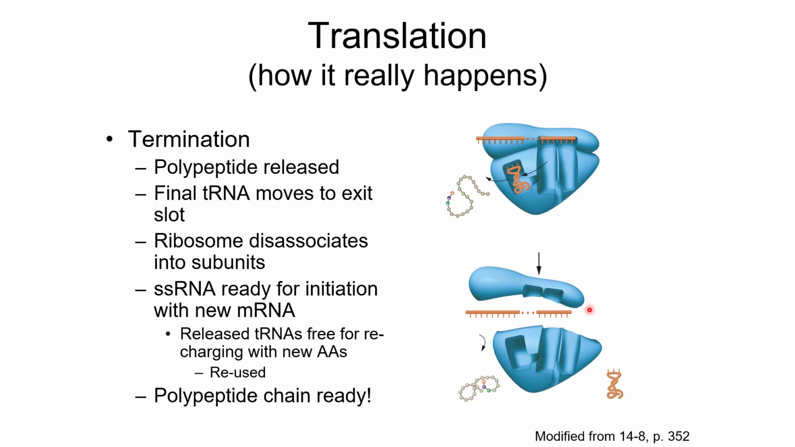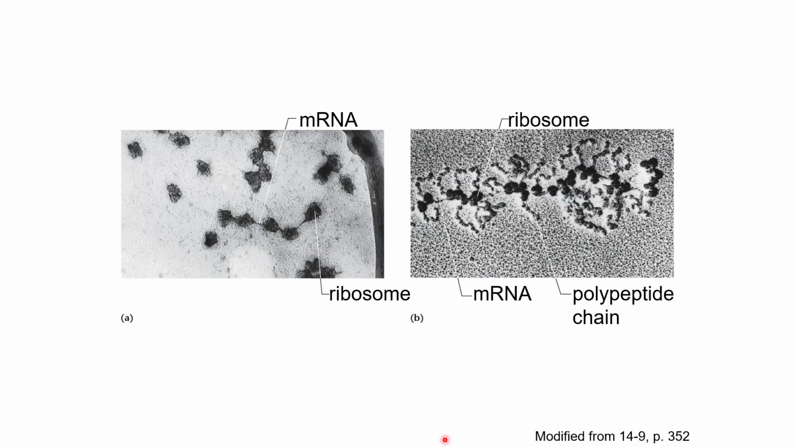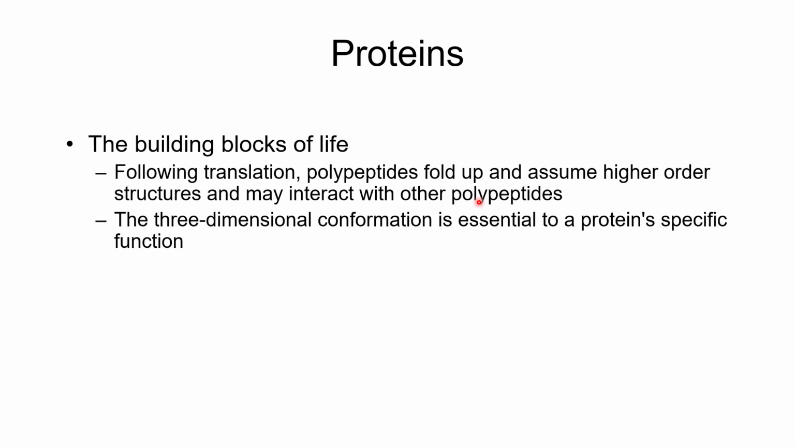Okay, something I should also mention is that the tRNAs, as they get released from the exit slot, can be recharged. They're recycled. And the mRNA in theory could be recycled as well until it's degraded. So here we can actually see in these slides ribosomes, the mRNA being translocated through. We can see the polypeptide chains in this one forming off the ribosomes. And our polypeptides build our proteins. So our proteins are the building blocks of life, right?